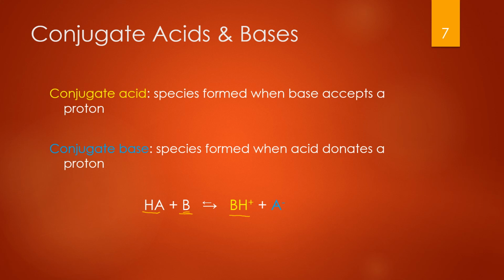The conjugate base, well, that's your other product. That's the species that's formed when this acid loses its proton. When that acid loses its proton, it now becomes negatively charged, and it is referred to as the conjugate base because it doesn't have its proton anymore, so it can't be an acid, so it's now the conjugate base.